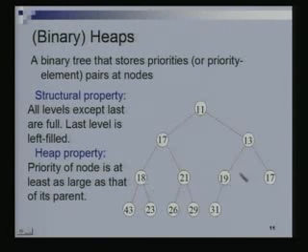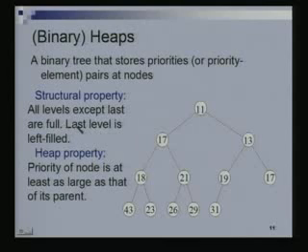In this binary tree all levels are full. So, this is level 0. It can have only one node, it has one node. Level 1 can have 2 nodes, it has 2 nodes. Level 2 can have 4 nodes, it has 4 nodes. Level 3 can have 8 nodes, it has only 5 nodes.